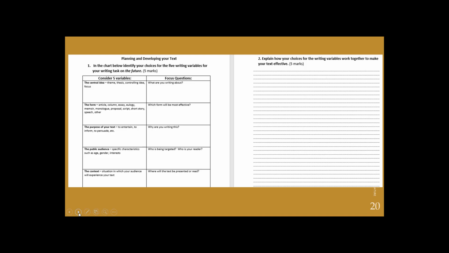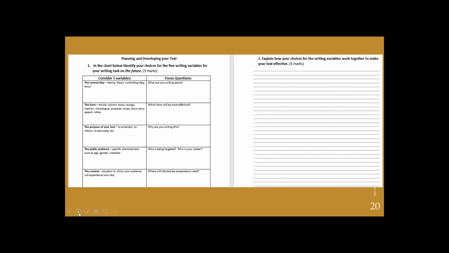Who's the audience? Is it like at a grade 12 graduation and you're the valedictorian giving a speech? And the context, where is it going to be presented? Where are they going to read it? So just by filling this out, you get 5 marks. And then explain how your choices work together to make an effective text.